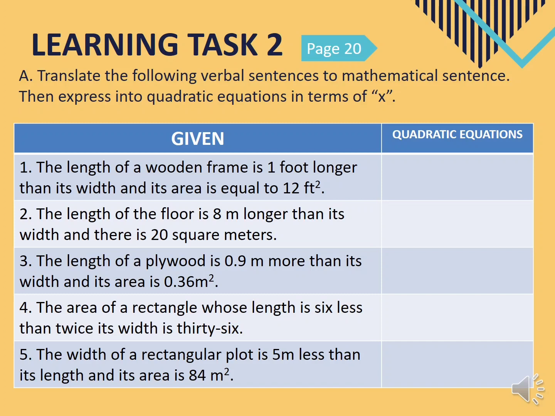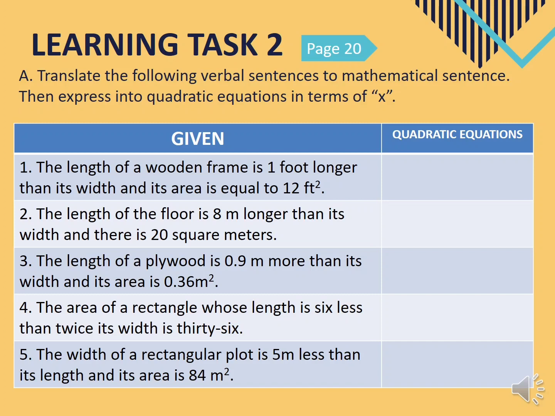Let us now talk about your learning test number 2 on page 20. Translate the following verbal sentences to mathematical sentence, then express into quadratic equations in terms of x. So you have given there 5 items or 5 problems or word problems. You just need to transform it into mathematical sentence, and then after that, simplify it to make it a quadratic equation in terms of x.